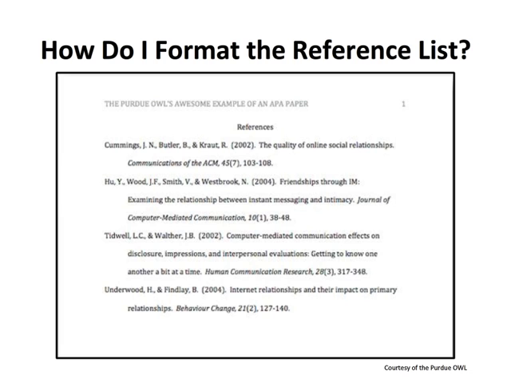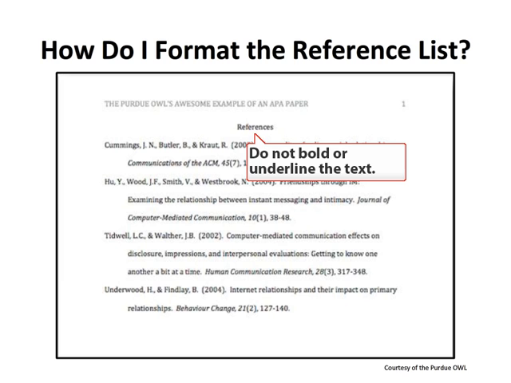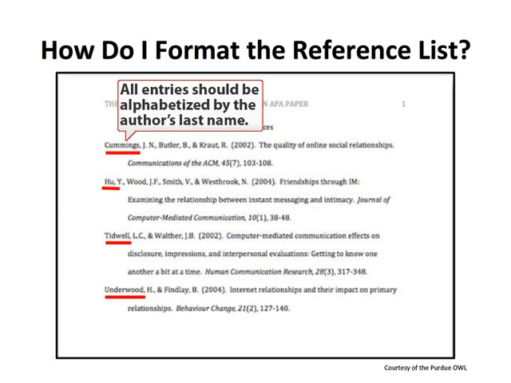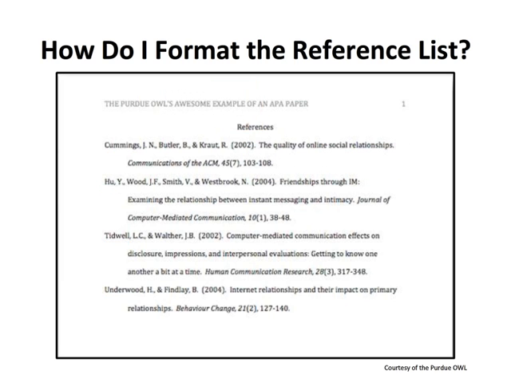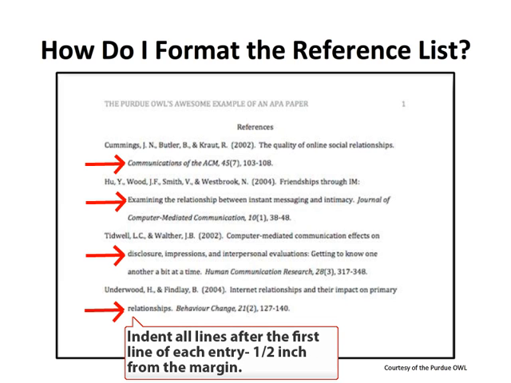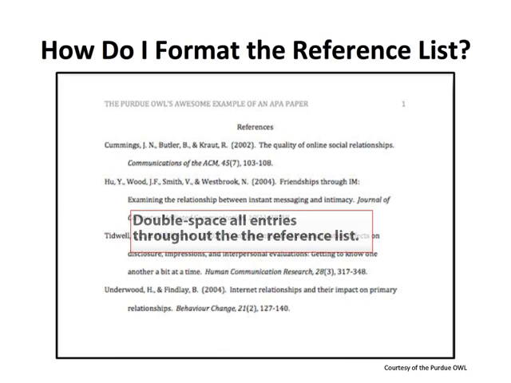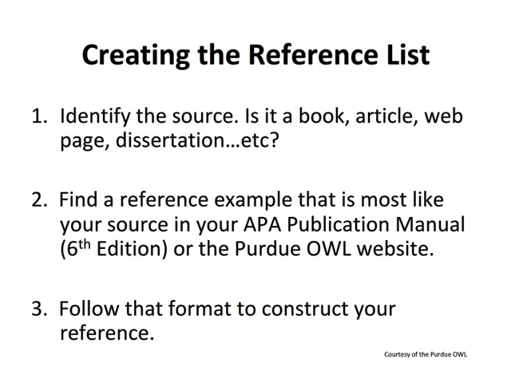Label this page References centered at the top of the page like this example. Do not bold or underline the text. All entries should be alphabetized by the author's last name. Indent all lines after the first line of each entry, 1/2 inch from the margin. This is called a hanging indentation. And finally, double space all entries throughout the reference list.